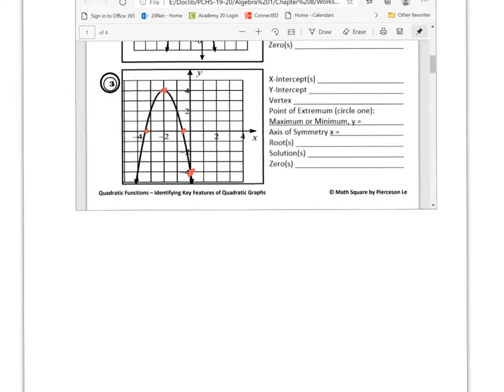Let's start with our y-intercept. So our y-intercept, when I'm looking at it, is simply going to be y equals negative 4. That's essentially the y-intercept. At the y-axis, our graph crosses at negative 4.